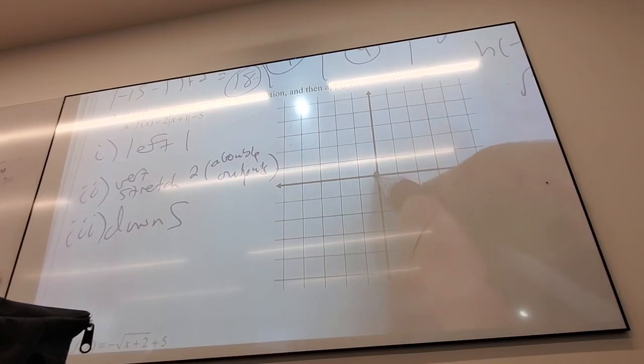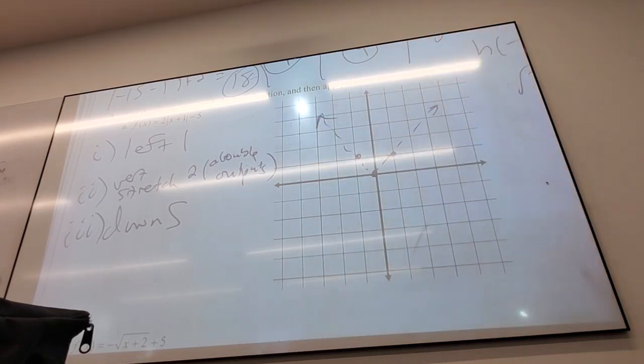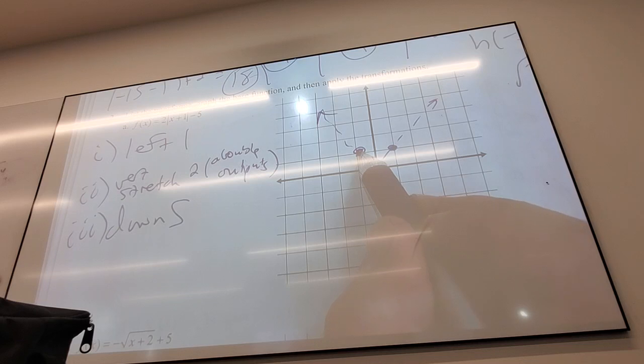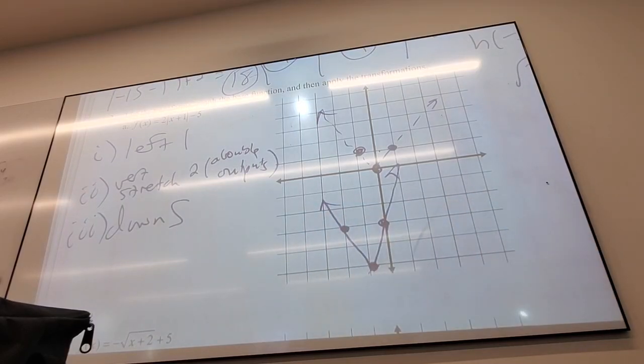So give yourself some points to do that stuff to. And then do that stuff to them. So take a point. I got to move left 1. Stretch by 2. So just multiply it by 2. And then down 1, 2, 3, 4, 5. Take a next point. Left 1. Double 0 is 0. Down 5. This point, left 1, double it, down 5. Oh, that's hard to do when I'm looking up there. Okay. You guys semi with me?